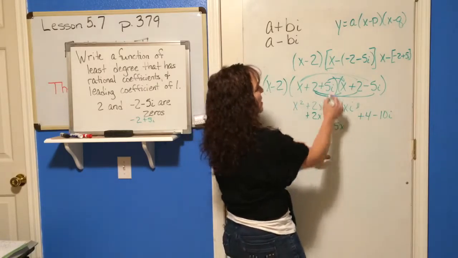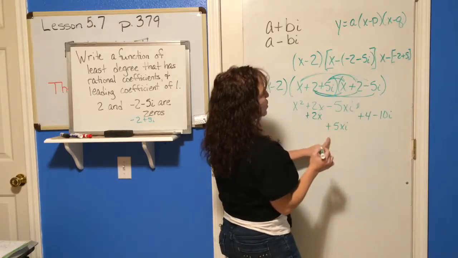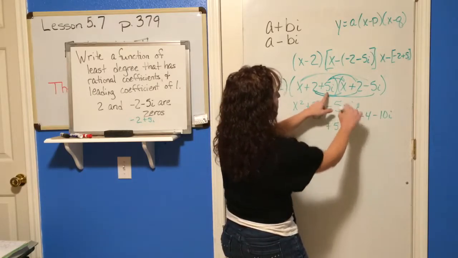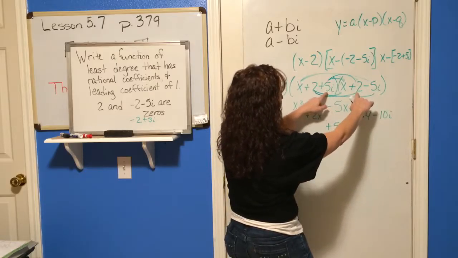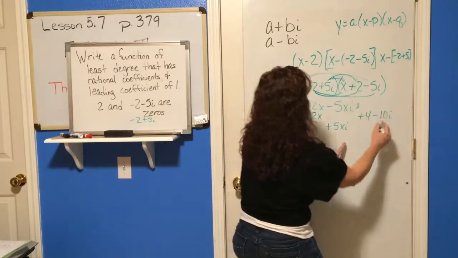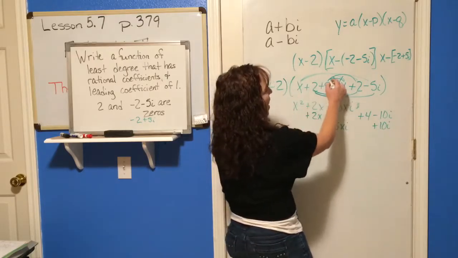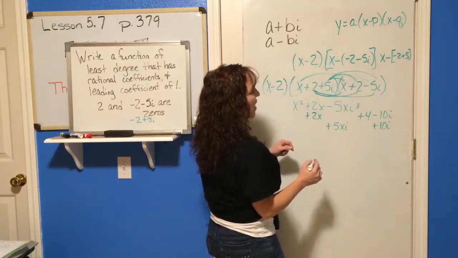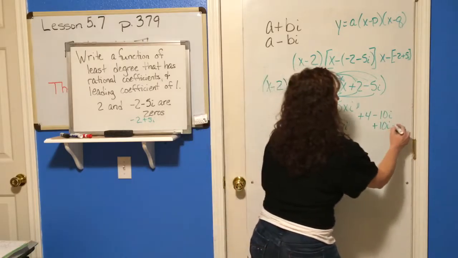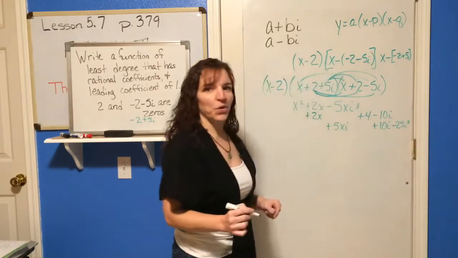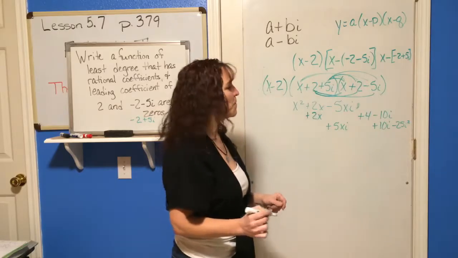Now do you see why I did that? And now 5i times 2 is 10i, plus 10i. And then 5i times a negative 5i is going to be negative 25i squared. All of this stuff.